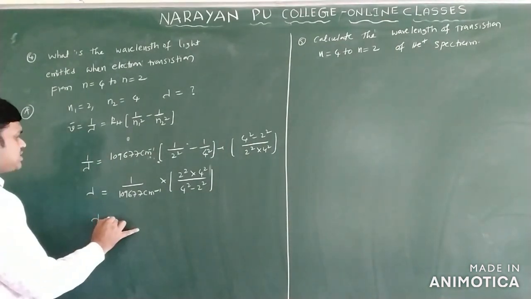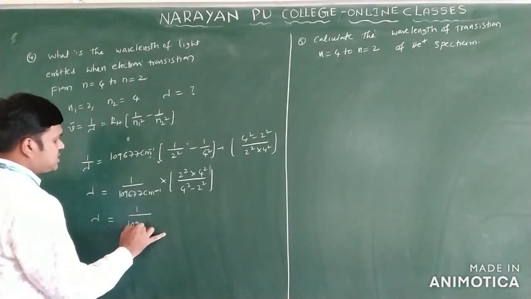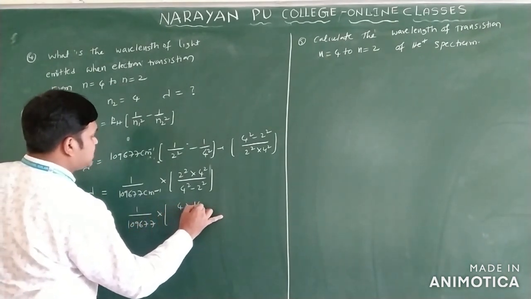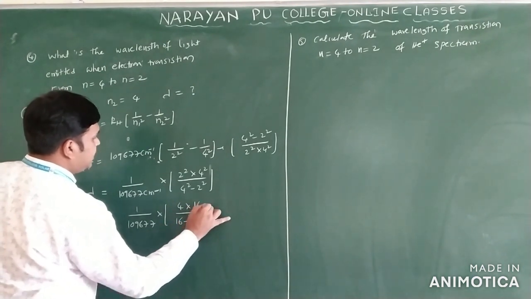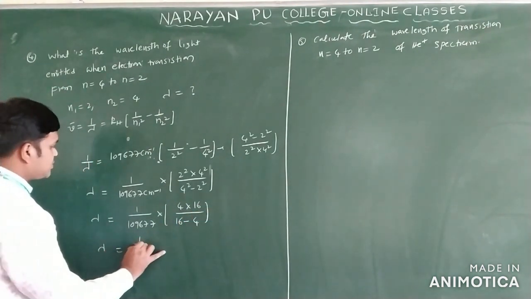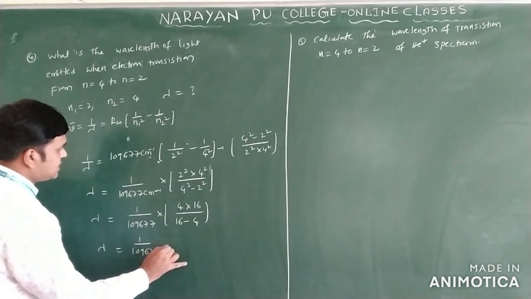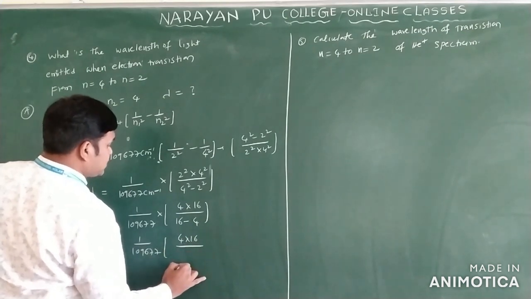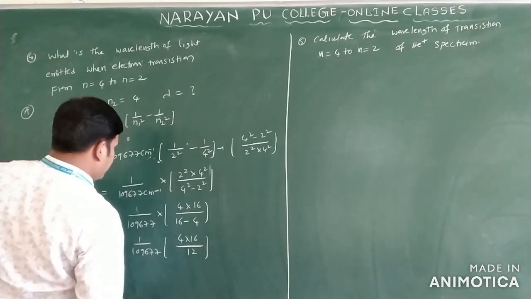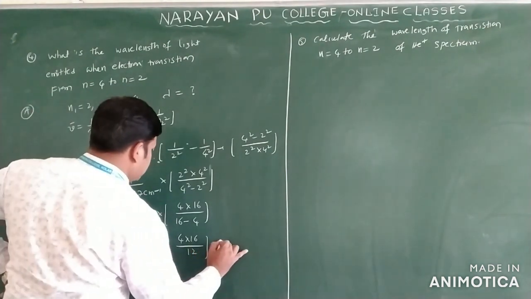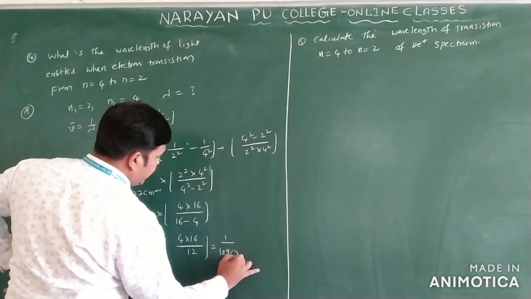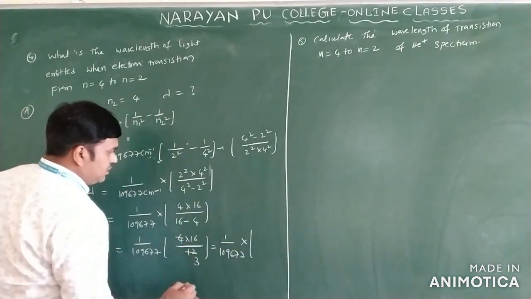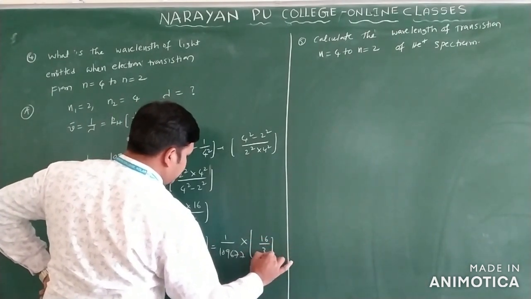Now here lambda is equal to 1 by 109,677 into, so 2 square means 4, 4 square means 16. How much do we have? 16 minus 4. So lambda is equal to 1 by 109,677 into 4 into 16 by 16 minus 4, here we get 12. So can I cancel 4 three times here? I will write 16 by 3.